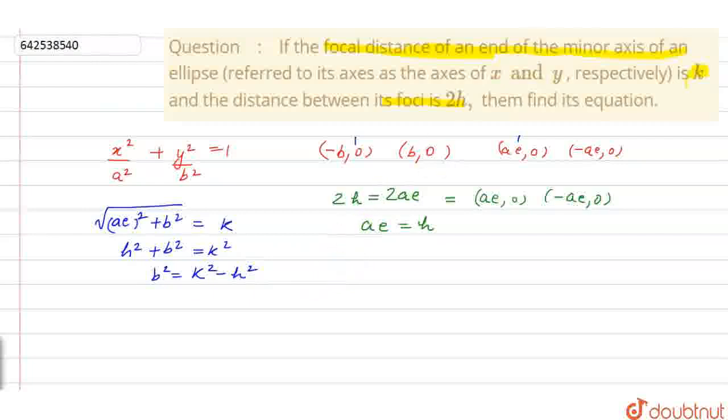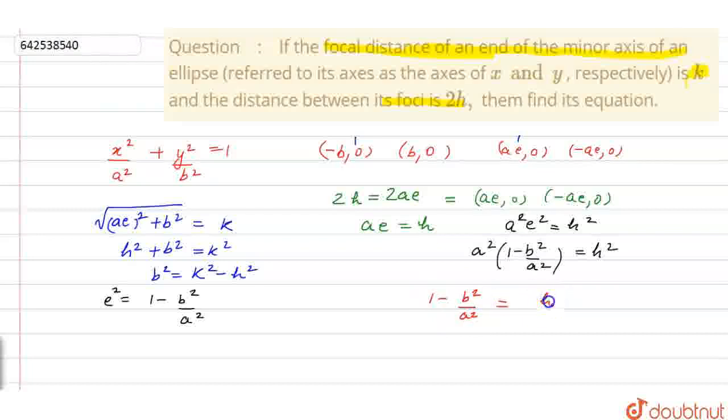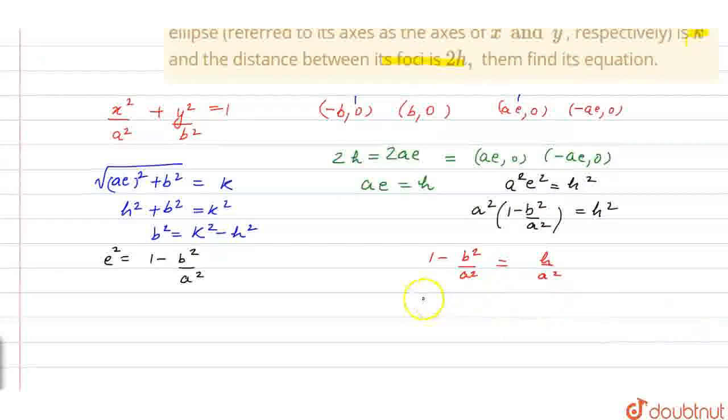Now we know that it is a property of an ellipse that e square is equal to 1 minus b square upon a square, right? So we are going to use this concept. If we square the equation ae equals h on both sides, we obtain a square e square is equal to h square, and a square remains as it is. e square is 1 minus b square by a square, so a square times that is h square. Now we have to solve this equation. So this becomes 1 minus b square upon a square is equal to h square upon a square. If we solve this further, this becomes 1 is equal to b square plus h square upon a square, or we can say that a square becomes equal to b square plus h square.